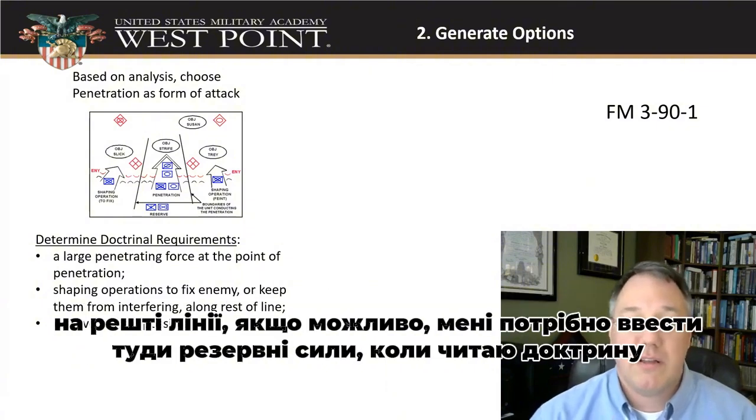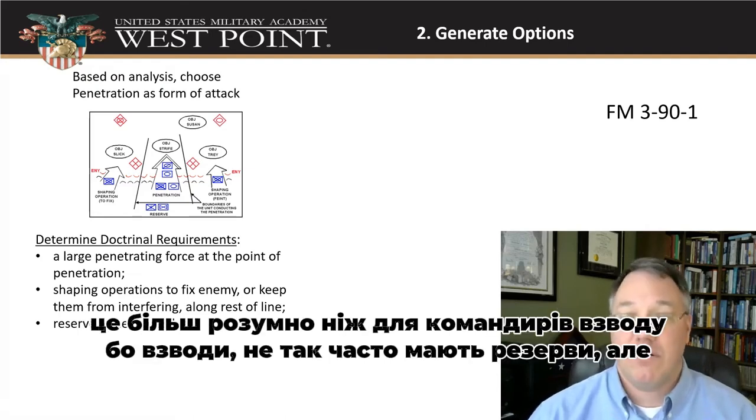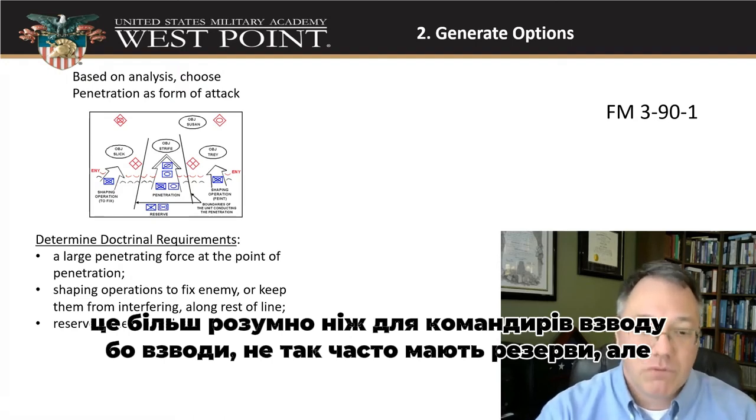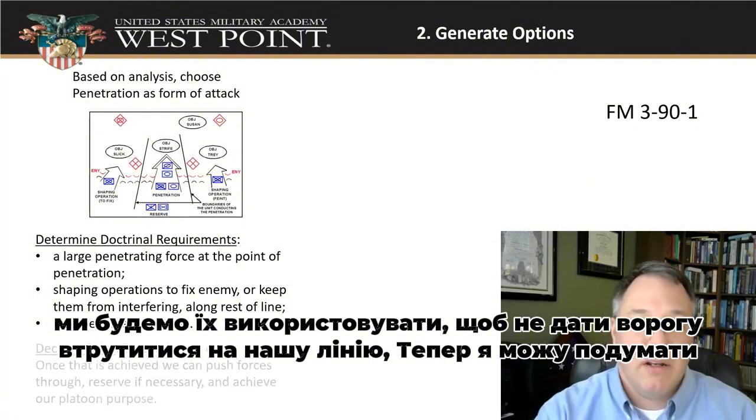All along the rest of the line. If possible, I need to get a reserve force in there. And when you're reading the doctrine, realize it's written for all echelons, right? So for a battalion commander to have a reserve force is more reasonable. At the platoon level, we probably don't have reserves too often, okay? But we're going to use them some way to keep the enemy from interfering on our line.